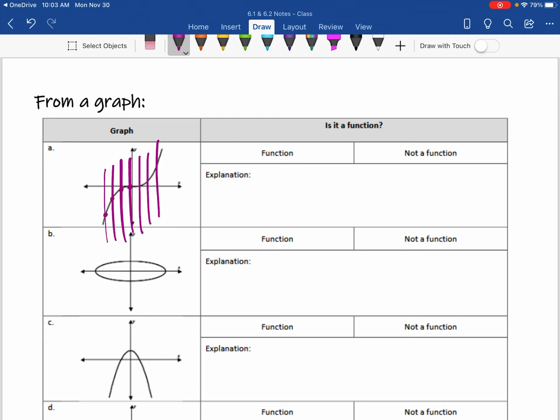Okay, so as we move across the graph, you can see that these vertical lines are never touching my graph in more than one spot. Okay, so this is a function. And all we have to say is that it passes the vertical line test, and we're just going to write VLT, vertical line test.